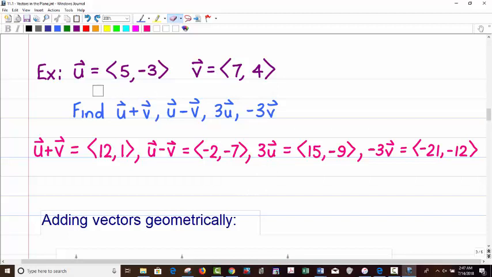3 times u, just multiply both components by 3. So 3 times 5 is 15. 3 times negative 3 is negative 9. And then negative 3 times v, so just multiply both components, 7 and 4, by negative 3, and you'll get negative 21 and negative 12.